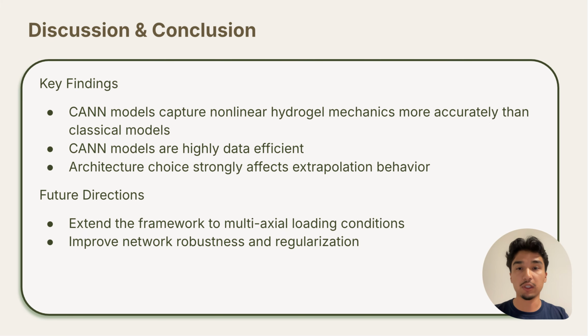First, CAN models capture nonlinear hydrogel mechanics more accurately than classic constitutive models. Second, these models are highly data efficient. Third, the architecture of the neural network significantly affects extrapolation performance.